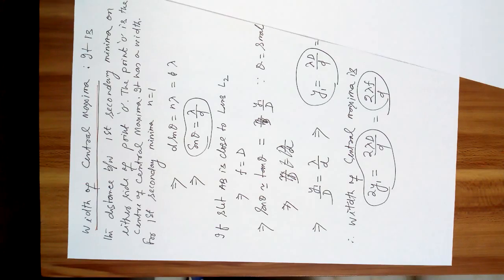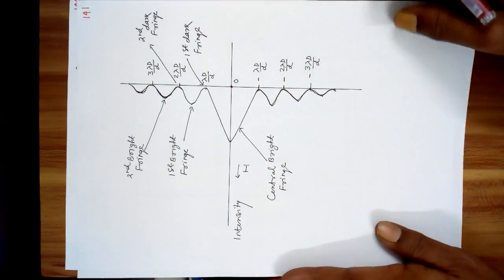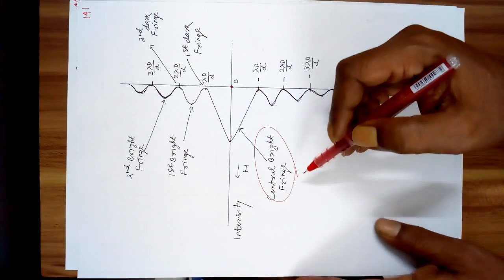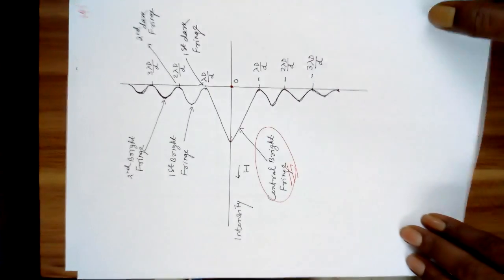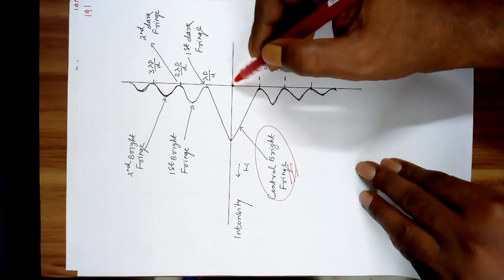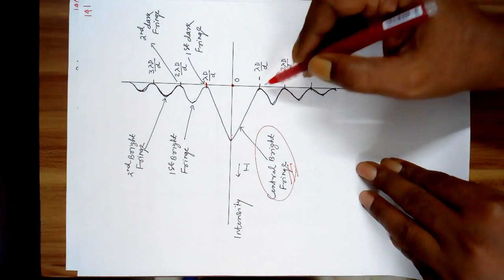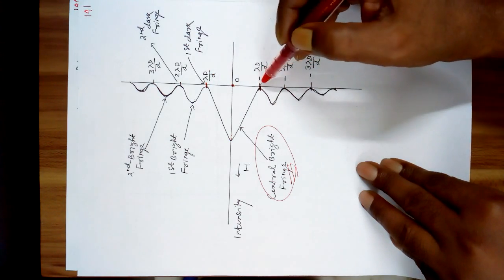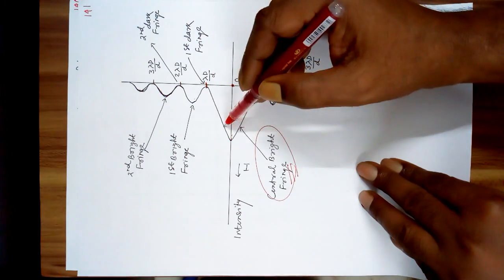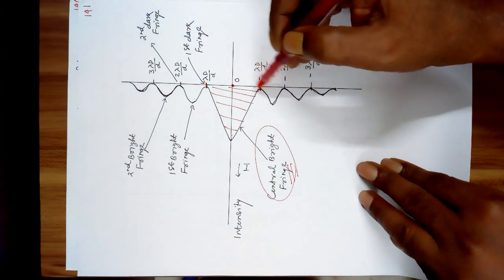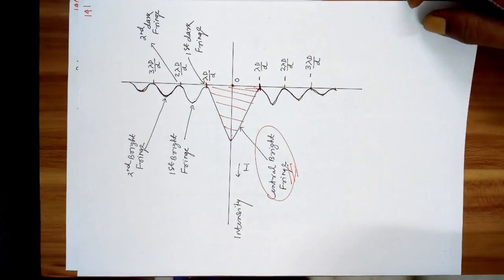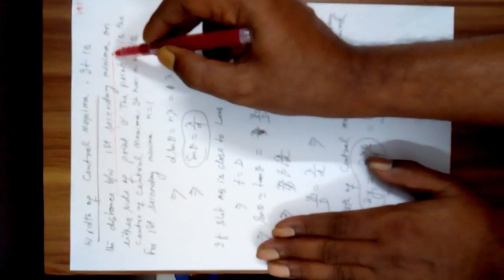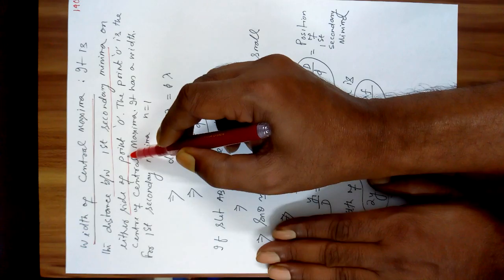Now, I just explained that the central point is maximum. This point is maximum. The intensity is maximum, called the central bright fringe, right? Fringe means pattern. Again at this point is a minimum, this point is a minimum. So the distance from here to here is the width of this central bright fringe. So it is the distance between the first secondary minima on either side of point O.